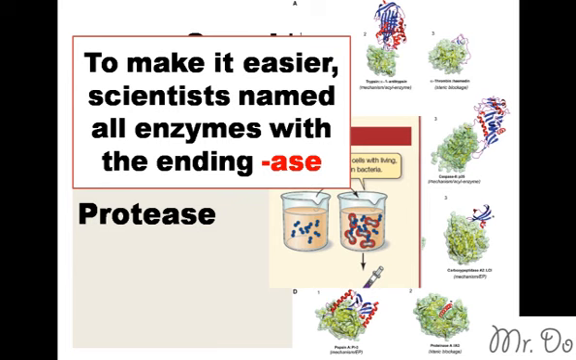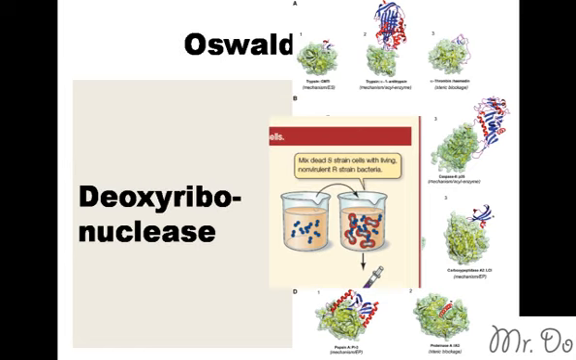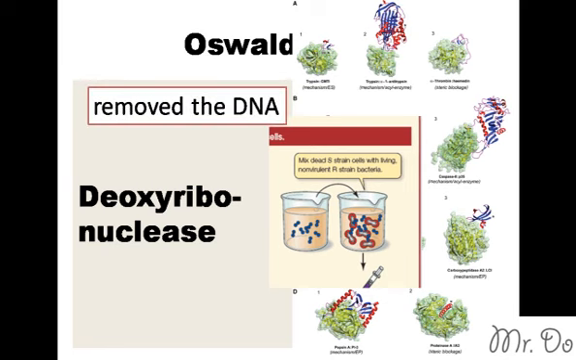By the way, most enzymes end with ASE. So whenever you see ASE at the end of a word, most likely it's an enzyme. In the next part of his experiment, he repeated the same thing, but this time he used deoxyribonuclease. Hey, it's an ASE, so this is also an enzyme. What do you think it does? Correct, it removes the DNA, just like protease, which removes protein.